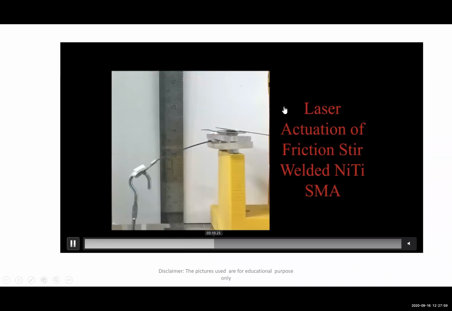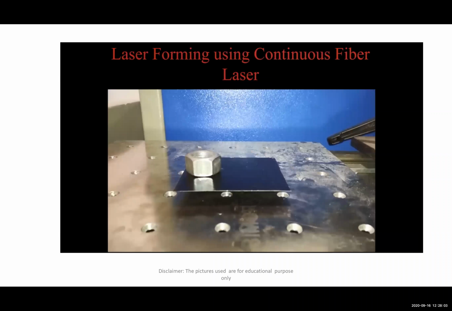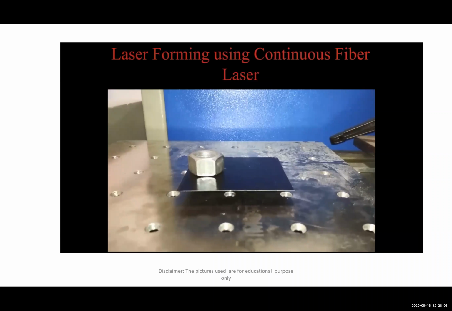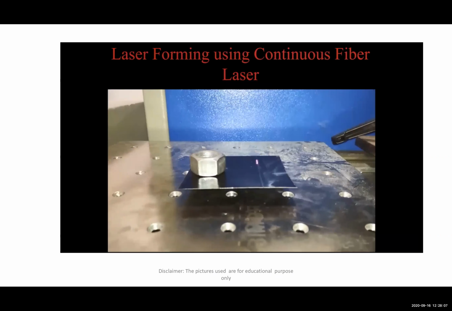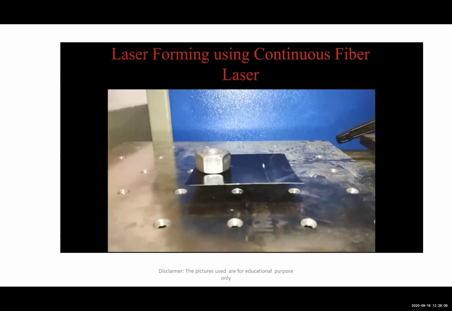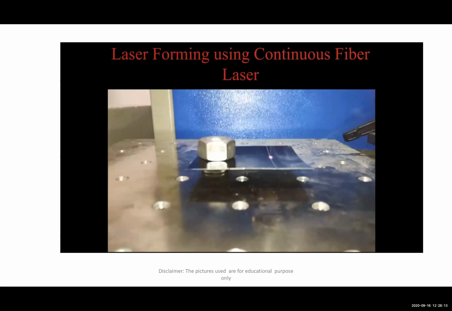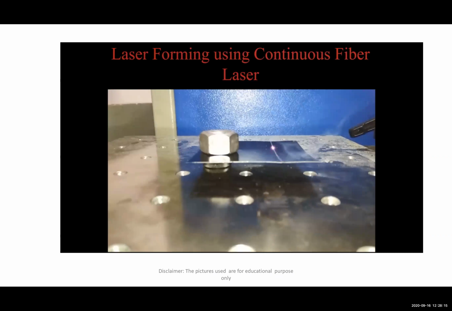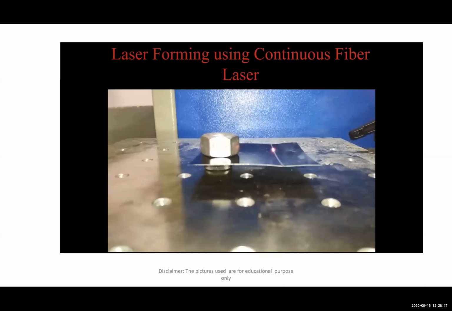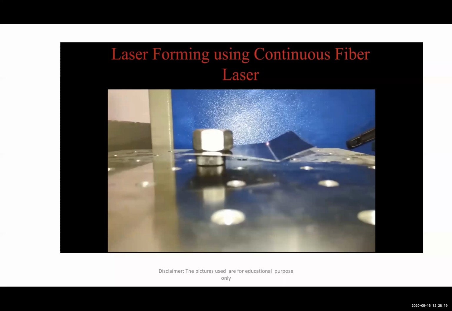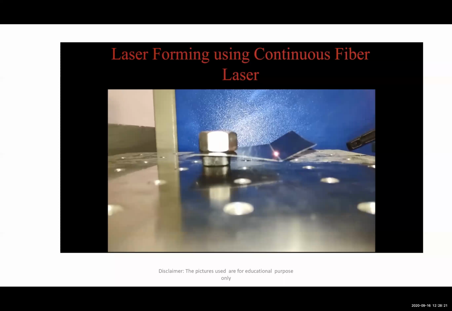So this is how we have done laser-based actuation studies. This is a small consultancy project which we did with John Deere. Basically, the idea is to go for dieless manufacturing for making some kind of engine cabinets using a laser forming technique. So we made a complete engine cabinet using a laser forming process. So this is how we have done our laser forming.